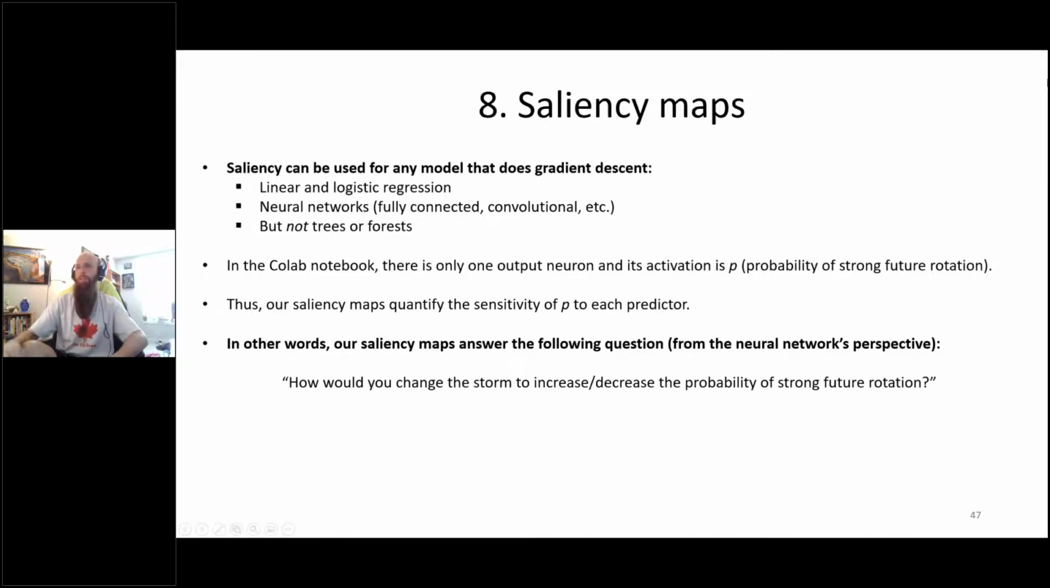So saliency can be used for any model that does gradient descent. This isn't something particular to neural networks. You can use it for linear and logistic regression. You can use it for any type of neural network. But for example, you can't use it for decision trees or forests because they don't have gradients. That's not the way they learn.